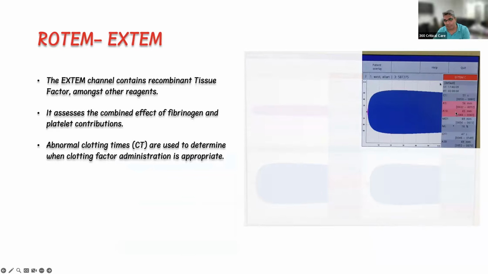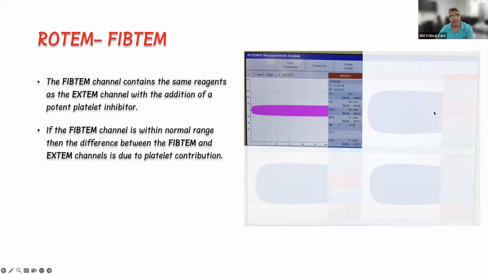Just be careful what I'm talking about. This is very important. The EXTEM looks at both platelets and fibrinogen, right? Both platelets and fibrinogen. It's not only one thing, okay? Abnormal clotting times are used to determine if there is a clotting factor administration requirement. So it also looks at clotting factor deficiency. So fibrinogen, platelets, and clotting factors. Three things can be seen here, okay?